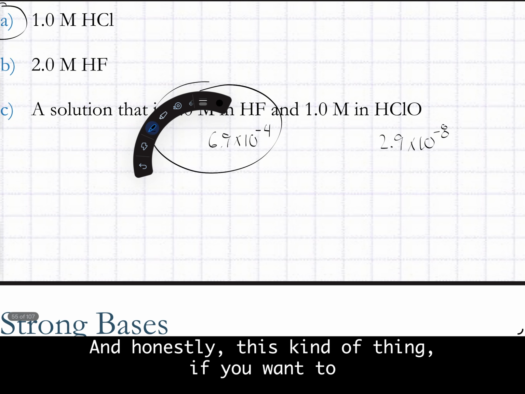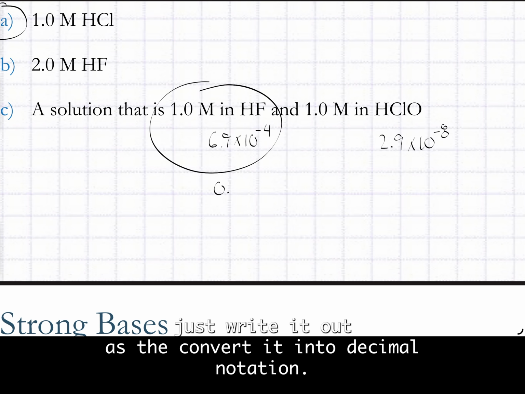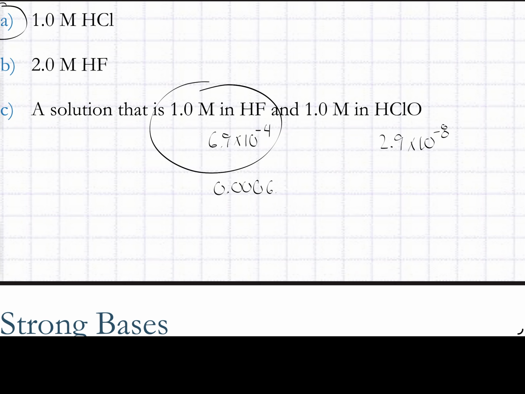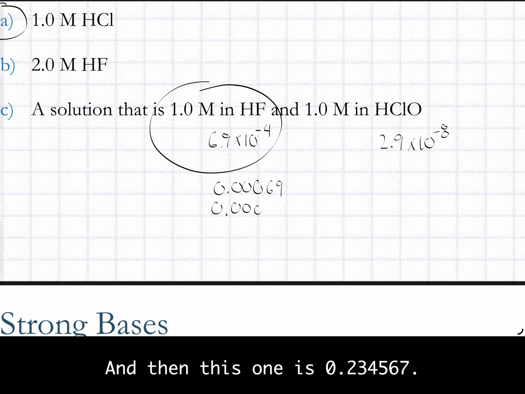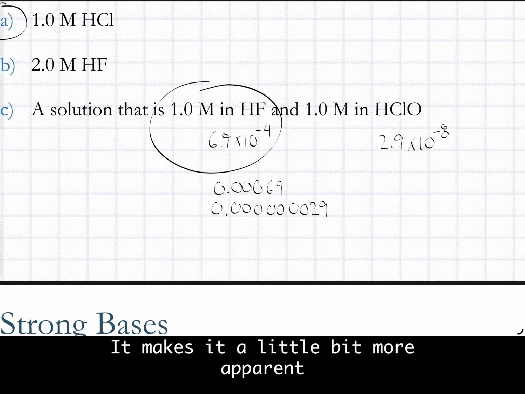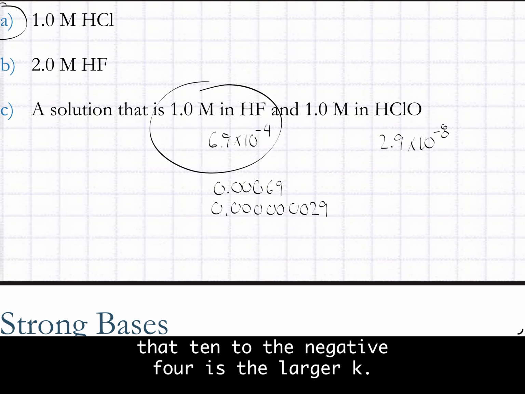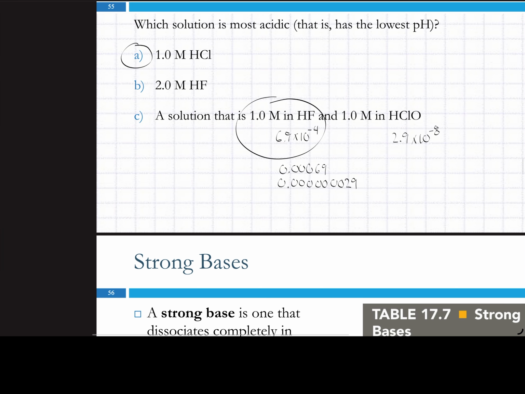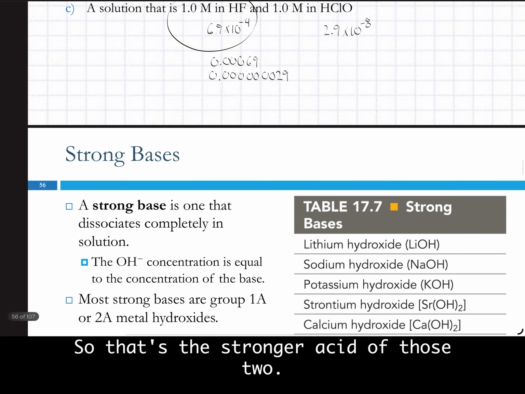And honestly, on this kind of thing, if you want to just write it out, convert it into decimal notation, here's 6, 9, and then this one is 0.2, 3, 4, 5, 6, 7, 8. Makes it a little bit more apparent that 10 to the negative 4 is the larger Ka. So that's the stronger acid of those two.